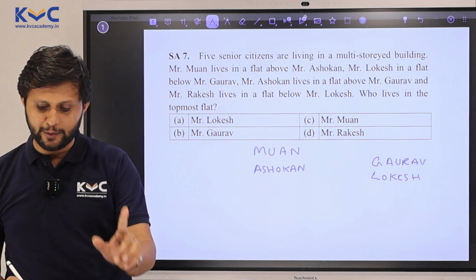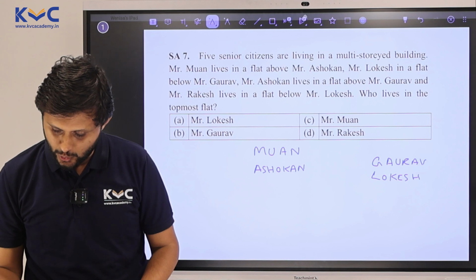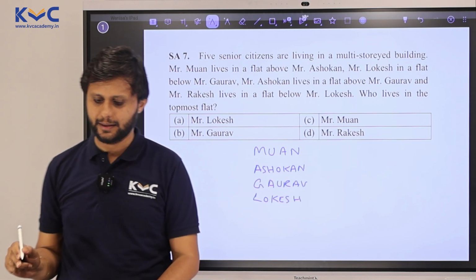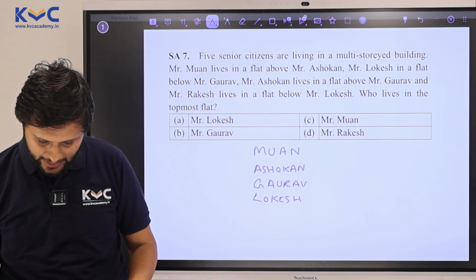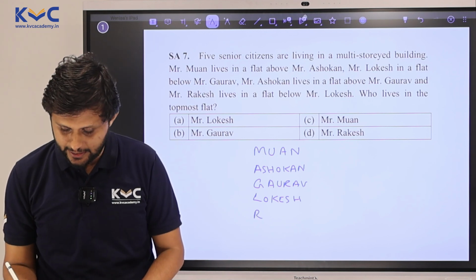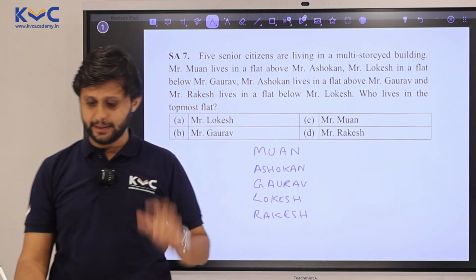Mr. Ashokan lives in a flat above Gaurav. So Ashokan lives above Gaurav. So I can join them now. Correct? So it matches. And Mr. Rakesh lives in the flat below Lokesh. So Rakesh is here. With that, all the 5 senior citizens are sorted. All the conditions are met.